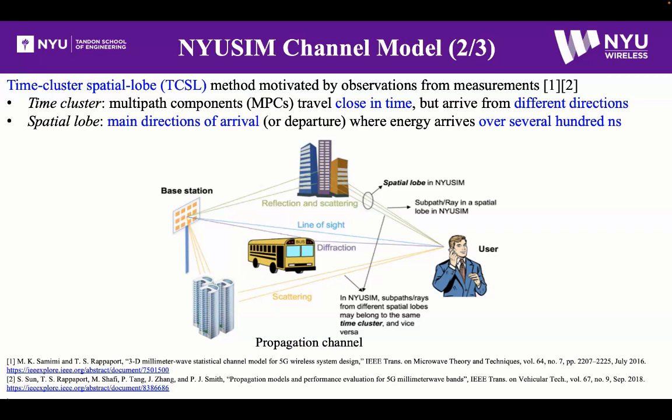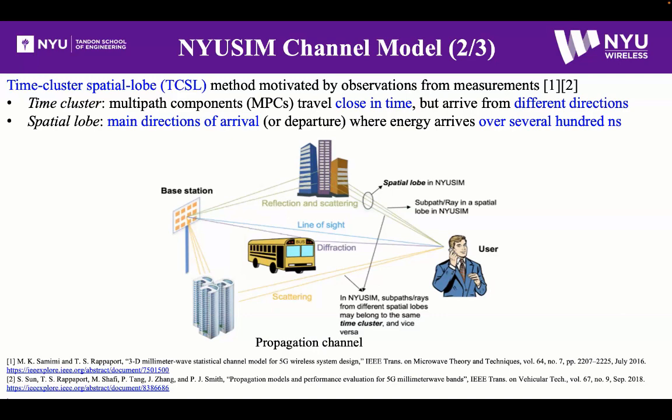So for example, all the green lines could arrive over several hundred nanoseconds, but they are mostly coming from one particular spatial direction. So when you're looking at that direction, you could capture all the green paths. Whereas when you're looking at the yellow direction, then you would capture all the multipaths that come in that direction. Whereas if you try to understand the time cluster perspective, then from a user point of view, the green and the yellow lines, which indicate multipaths from different spatial directions, could arrive at the same time.